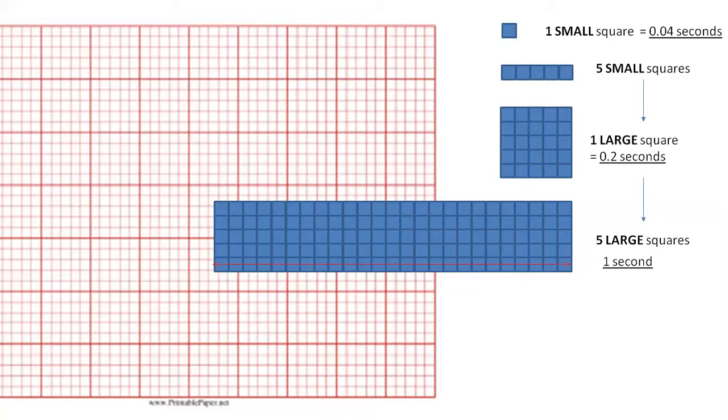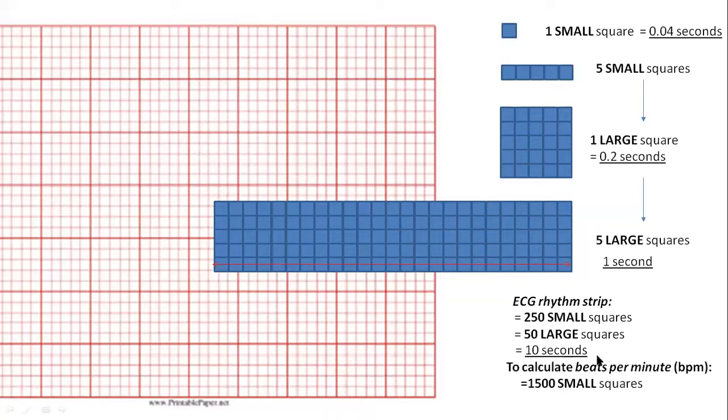The other method is we can calculate based on the large squares, or we can calculate based on the small squares. So we have different methods of calculation for heart rate. Now, in an ECG rhythm strip, what happens? There are 250 small squares, which is equal to 50 large squares, and that constitutes our 10 seconds.